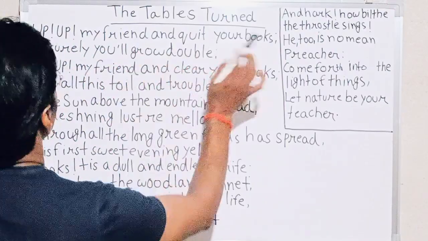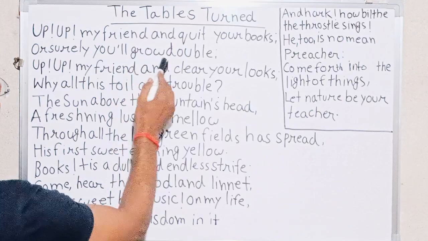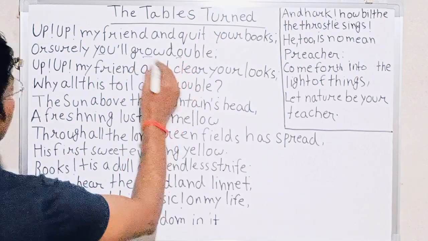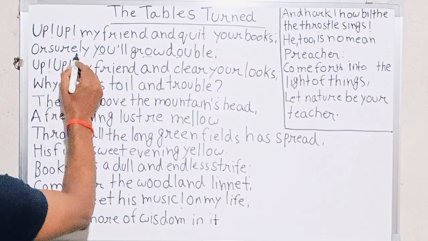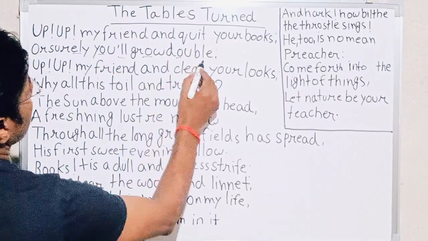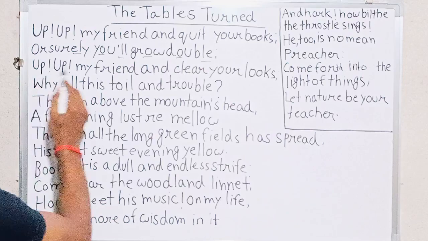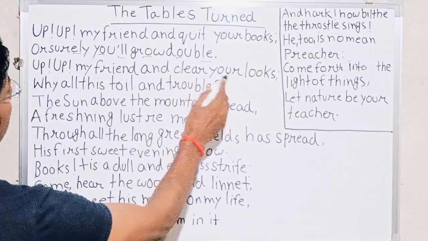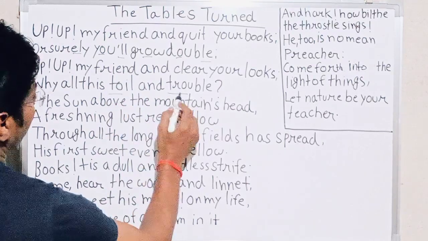Friend, quit your books, fine. See, or surely you'll grow double. So see, you grow double: repetition of the O sound, so you can say assonance is used. But also pay attention to the sound of L, which is also repeated. It means consonance is also used. Up again repeated. So again say, my friend, and clear your looks. Why all this toil and trouble? So see, toil, trouble: alliteration.